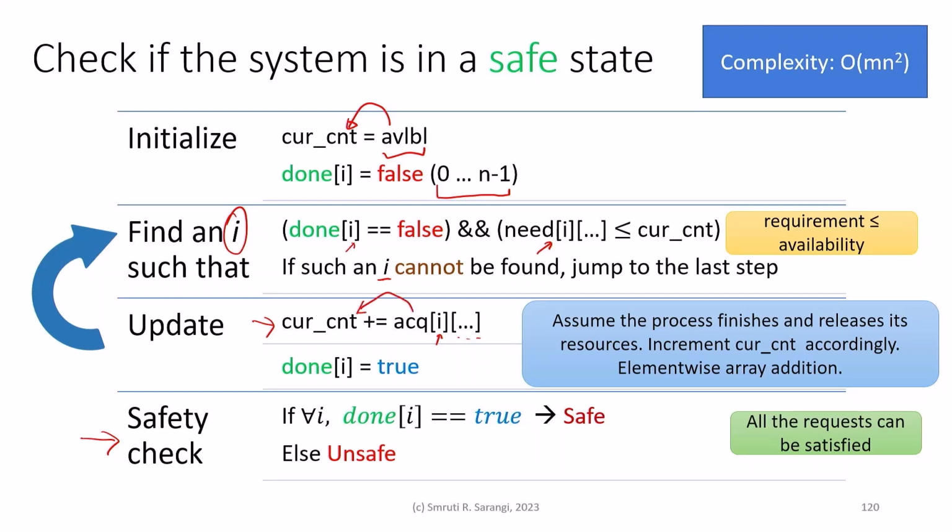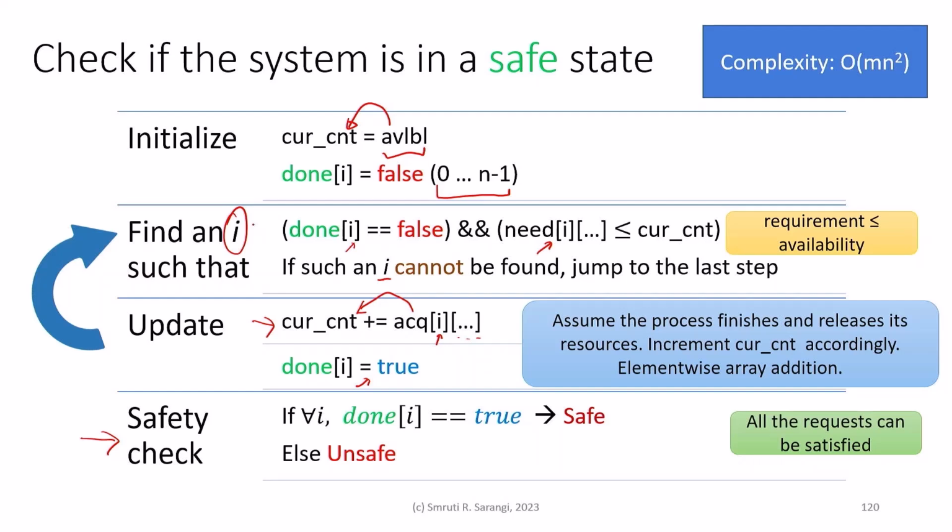All right, so current count will become plus equal to, which means that for the ith process, its requests were satisfied. So whatever it had already acquired, those are returned back because it's done, right? Then I will set done[i] to true, meaning for the ith process, I am done.